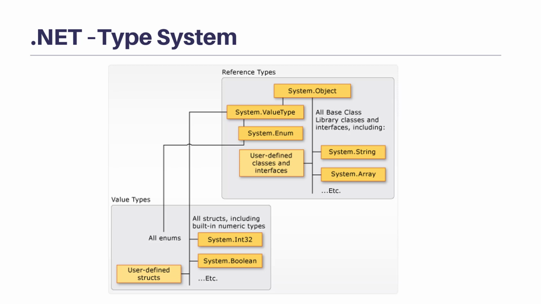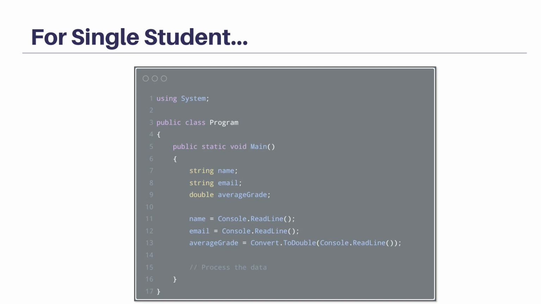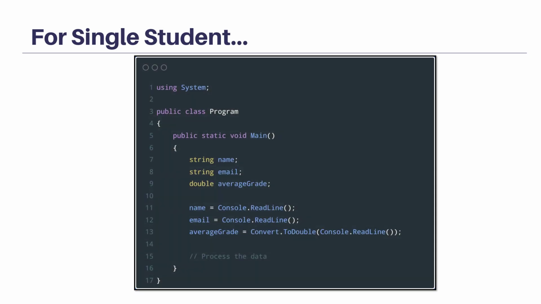Now that we know about the type hierarchy in .NET, let's go back to our main topic of discussion, custom types. Now let's try to understand why we need custom types. Let's say we want to write a program to accept the name, email, and average grade of a single student. If we want to write this program for a single student, the program is easy. We need to take 3 variables, and then we just need to read the inputs from the console and then process the data. Now let's try to make this program a bit more complex.